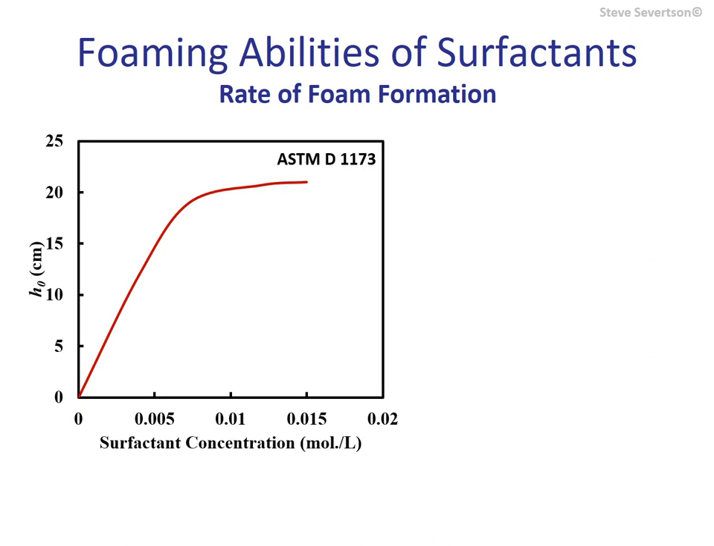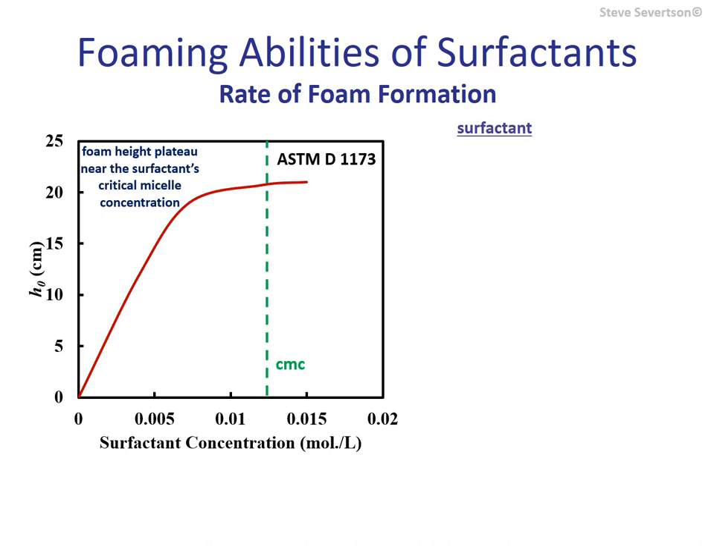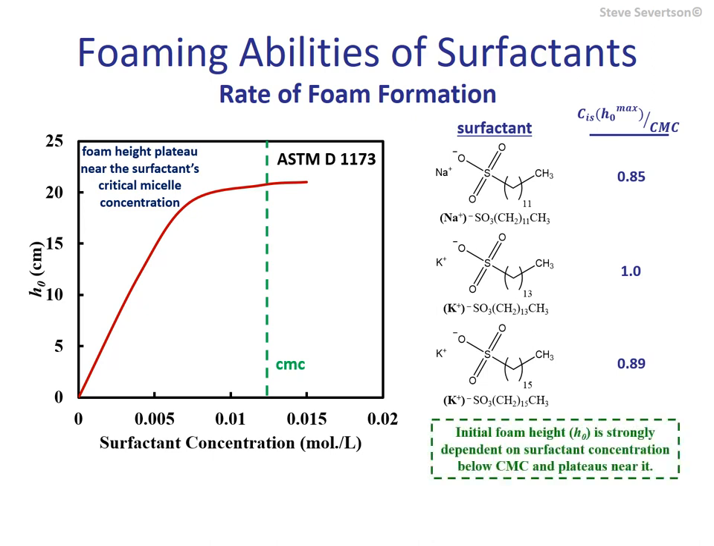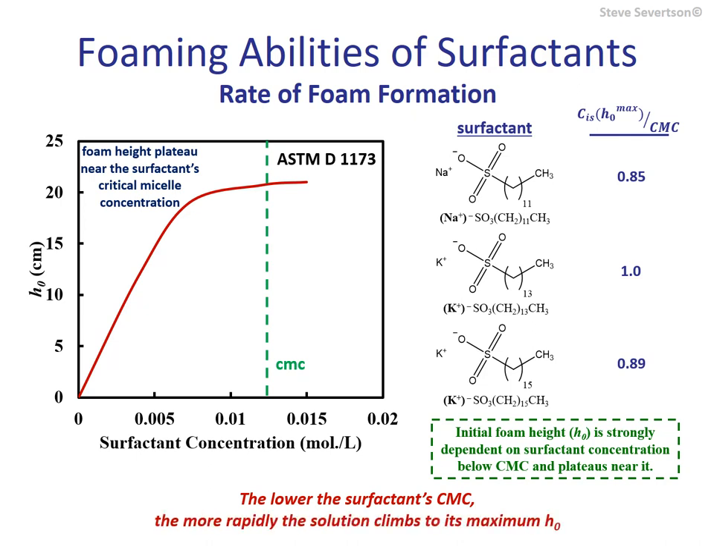Shown here is a typical dose performance curve as gauged with the Ross-Miles test. As you can see, it rises sharply at low concentrations and plateaus near the surfactant's critical micelle concentration. Listed on the right are concentrations of various surfactants required to reach their maximum H0 values relative to their critical micelle concentrations. These values are all close to 1. In general, surfactants tend to produce their maximum initial foam heights near their CMCs. This observation is why we usually compare the foaming performance of surfactants at their CMC values.